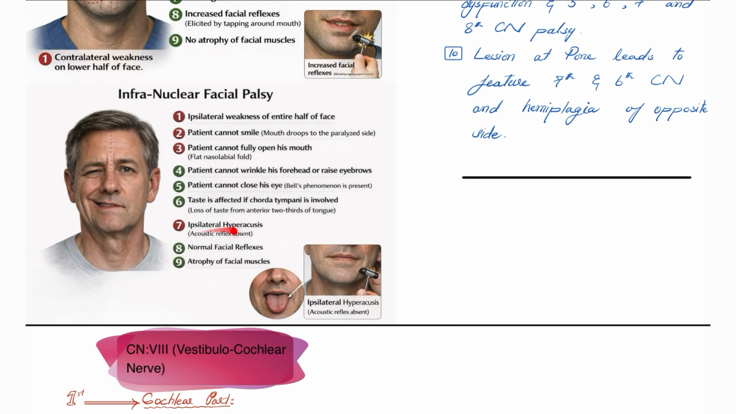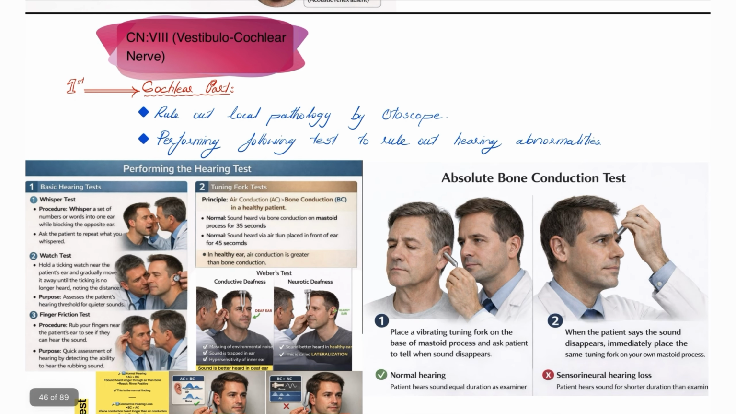There will be ipsilateral hyperacusis because the acoustic reflex is absent from the affected side, and normal facial reflexes but associated with the atrophy of facial muscles. Let's talk about the 8th cranial nerve, which is the vestibulocochlear nerve. From its name, it is obvious that it has two parts, the cochlear part and the vestibular part.